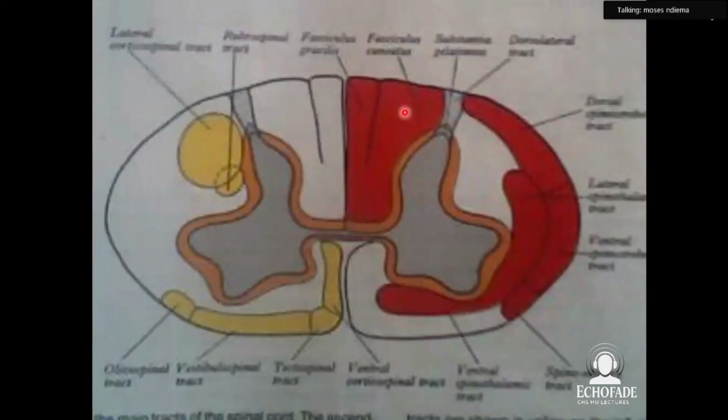Then we have the gray matter, and gray matter comprises aggregates of cell bodies. These aggregates of cell bodies, like we said, in the case of the central nervous system, we talked about them as nuclei.